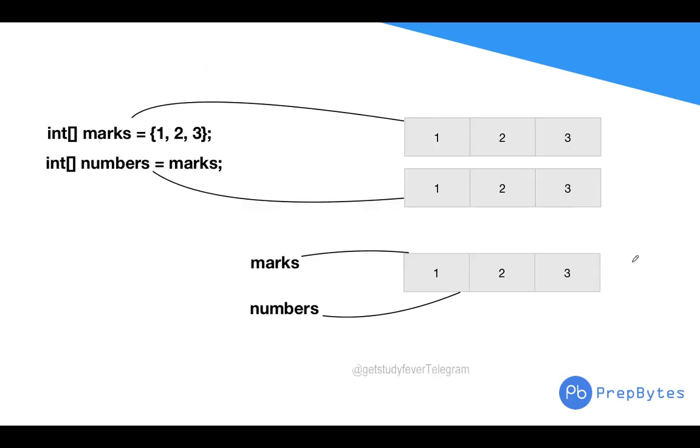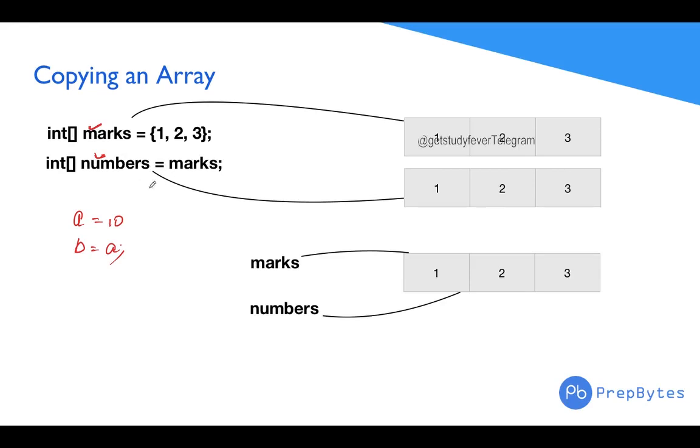So the next thing is copying an array. Generally, in case of variables, if we have a = 10 and we want b to have the same value as a, we would simply do b = a. But what happens in case of an array? Let's say we have a marks array and a numbers array. Marks has elements 1 2 3 in the memory. Now we have numbers, and I want to assign the values of marks to numbers. So I simply do it just like we did here, numbers = marks.